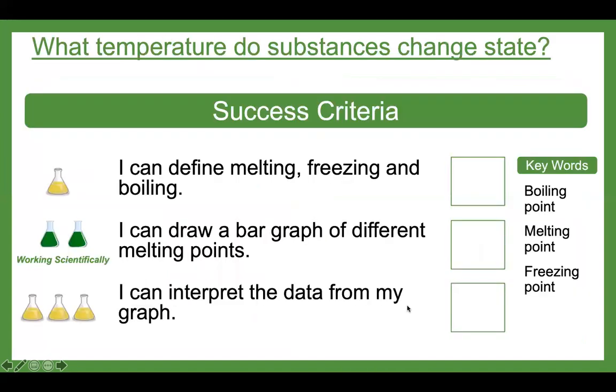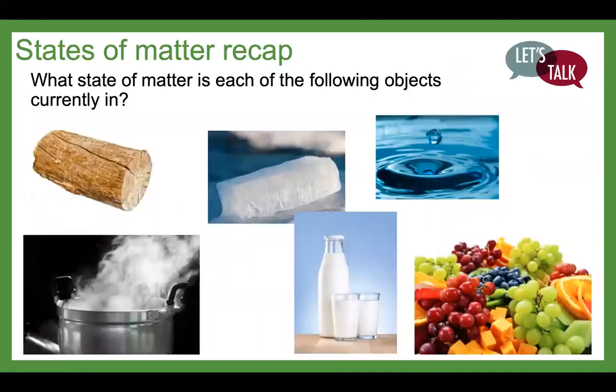Now, your success criteria for today. What temperature do substances change state at? I can define melting, freezing, and boiling. The second one, I can draw a bar graph of different melting points. And the third one, I can interpret the data from my graph. Your keywords are: my turn, your turn, boiling point, melting point, and freezing point. Well done for repeating after me.